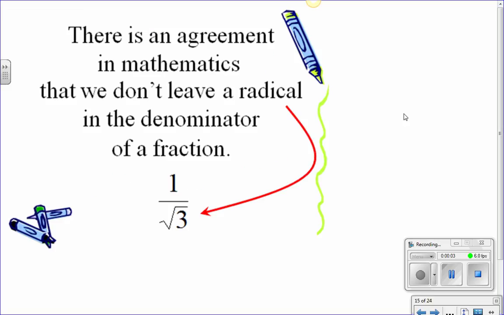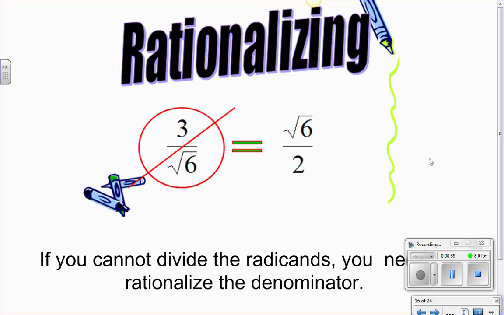Okay, so in mathematics, we agree that we don't leave a radical in the denominator. So basically, we ensure that the denominator is a rational number. So it's called rationalizing the denominator. The square root of 3 is not a rational number, or any third for that matter. So any reduced radical is not a rational number. And you'll learn about that in the next couple of days. But for now, we're just going to look at, okay, well, how do we rationalize the denominator then?